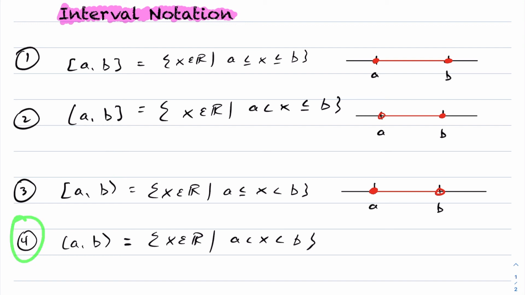And lastly, to number 4 here, we're going to take a look, and now we have an open bracket on the a and an open bracket on the b, in which case we have an open circle on the a and an open circle on the b to signify we're not including the a and b in the interval. In set notation here, we have x is strictly greater than a and x is strictly less than b.